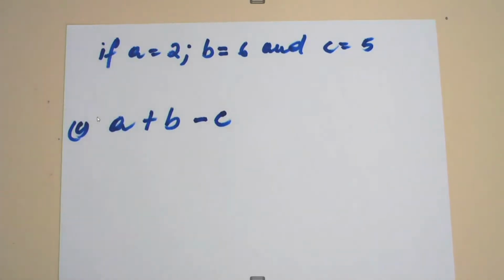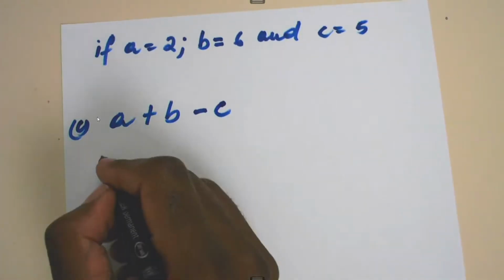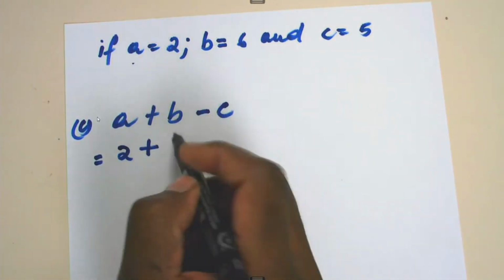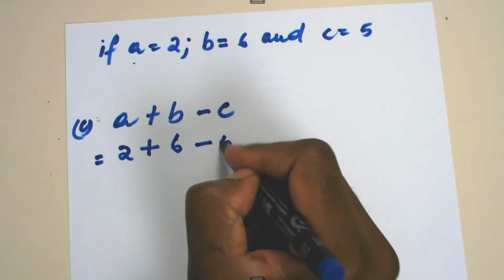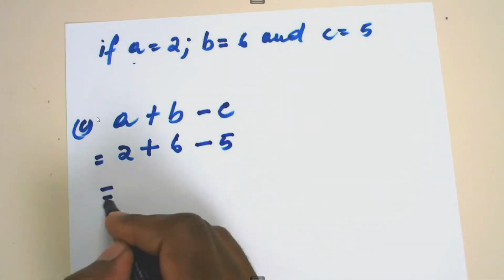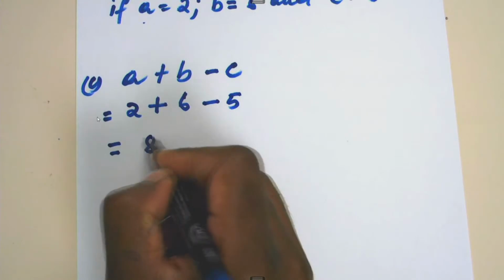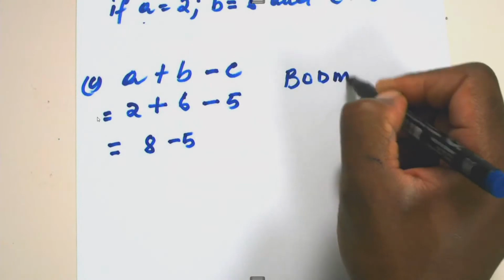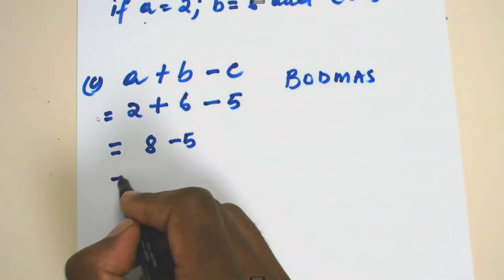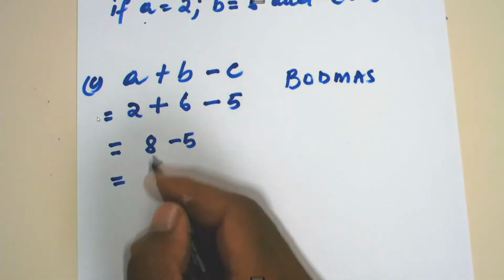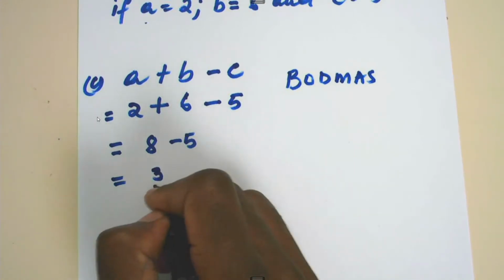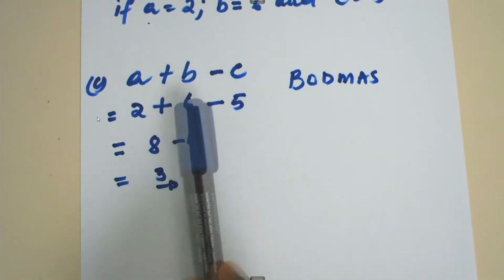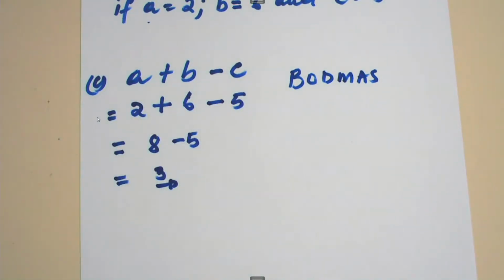Now let us substitute, guys, A with the given value. A equals 2, so it's going to be 2 plus B equals 6 minus C, which equals 5. Therefore, 2 plus 6 equals 8, minus 5. Remember, we work according to the order of operations. 8 minus 5 equals 3. So either way, 6 minus 5 is 1, plus 2 equals 3. So our answer would be the same.